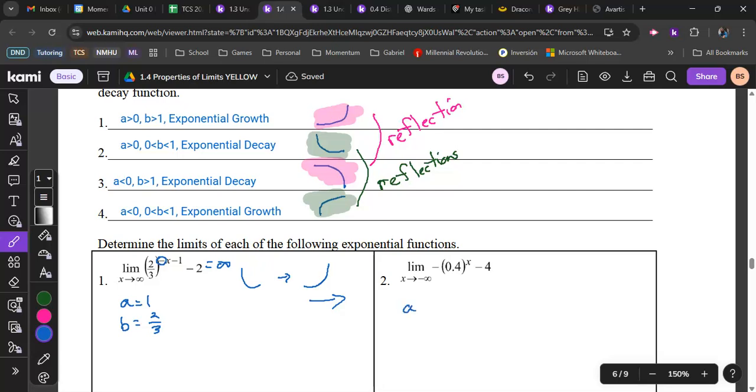Here, A is going to be -1. B is going to be between 0 and 1 because it's 0.4. And there's no reflection up here. So A is less than 0, B is between 0 and 1. So this one looks like that. And we're going to the extreme left because there's a negative right there. So this one is going to go to what? Negative infinity.